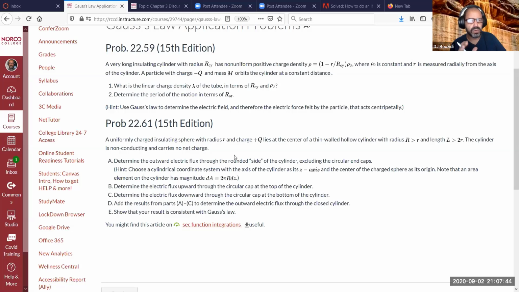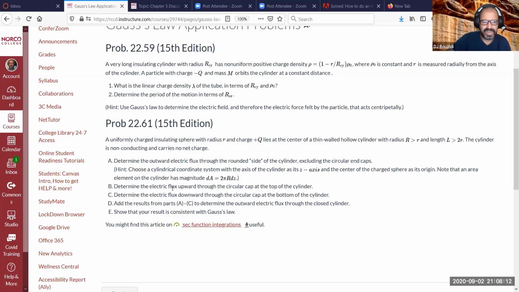And it's hollow. So the charges are not going to be inside, because the entire thing is hollow, okay? The question is, determine the outward electric flux through the rounded side of the cylinder, excluding the end caps. So basically, the first question is actually just set up for the second one, okay? It probably should not be a question at all.